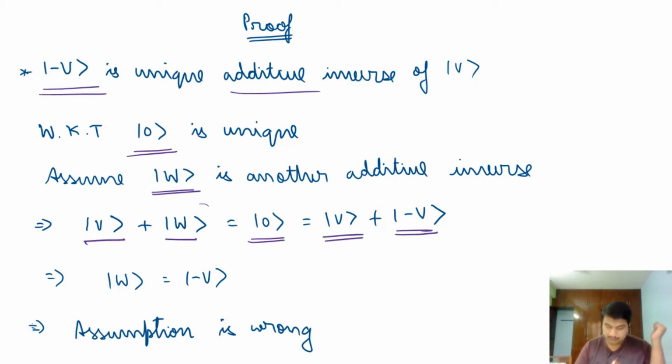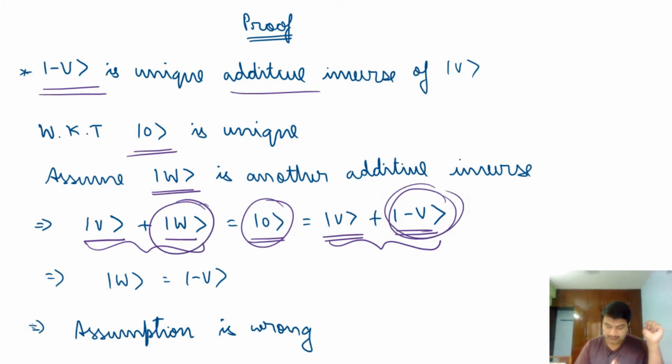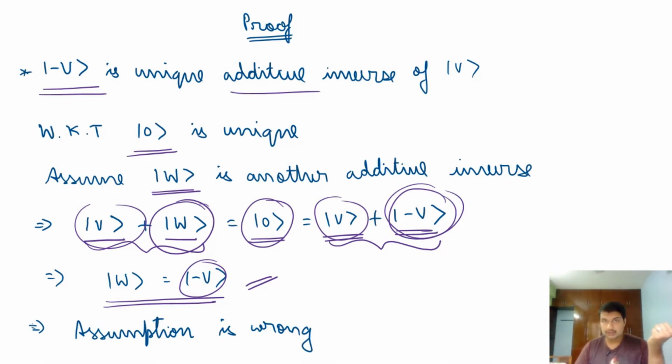So we are assuming that w and this guy are two different additive inverses, but since our null vector is unique, these two guys must be the same, which means that w should be equal to minus v, because both are getting added to the same quantity. So that proves that w must be equal to this guy, and our initial assumption was that w is different from this guy, but it is also an additive inverse. This proves our assumption is wrong, and therefore the additive inverse should be unique.